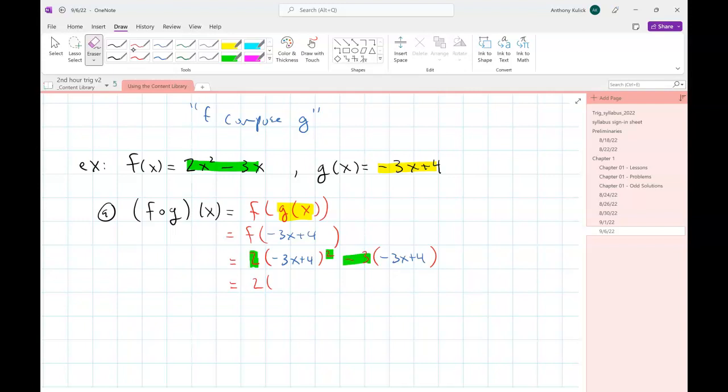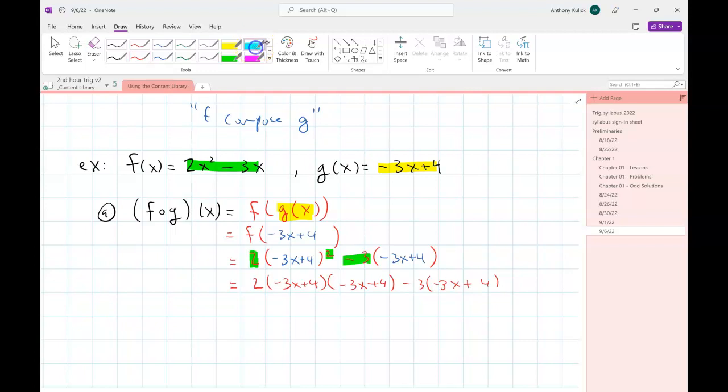If I have 2 squared, what is 2 squared the same as? How did you get 4? I did 2 times 2. Exactly, 2 times 2. So negative 3x plus 4 squared should be negative 3x plus 4 times negative 3x plus 4. Everybody agree with that?